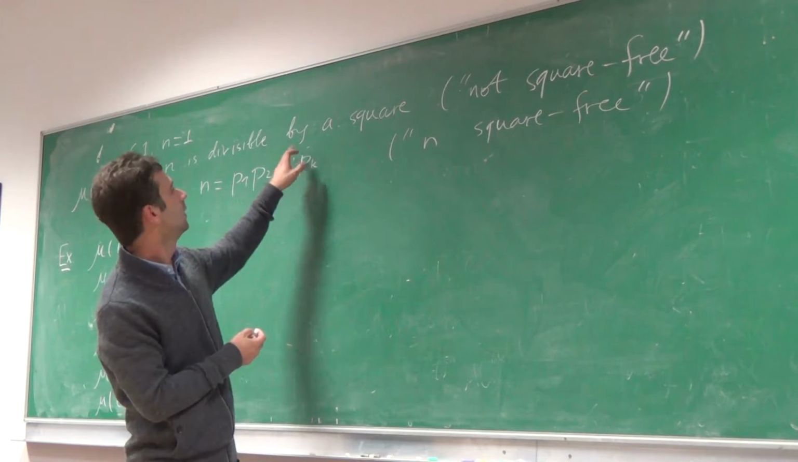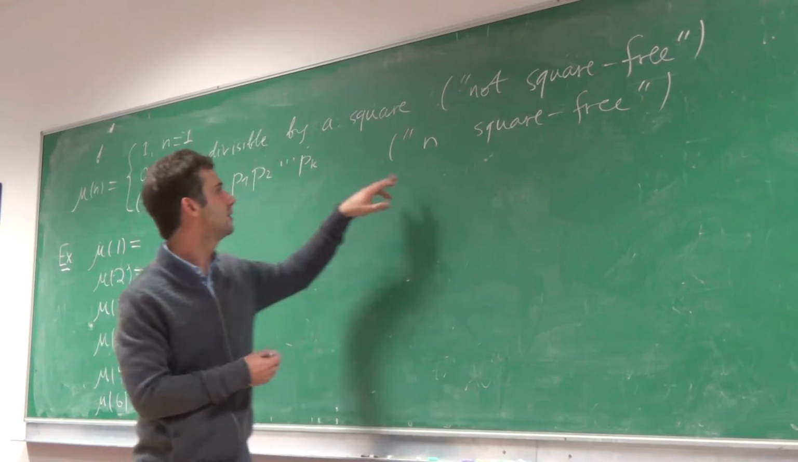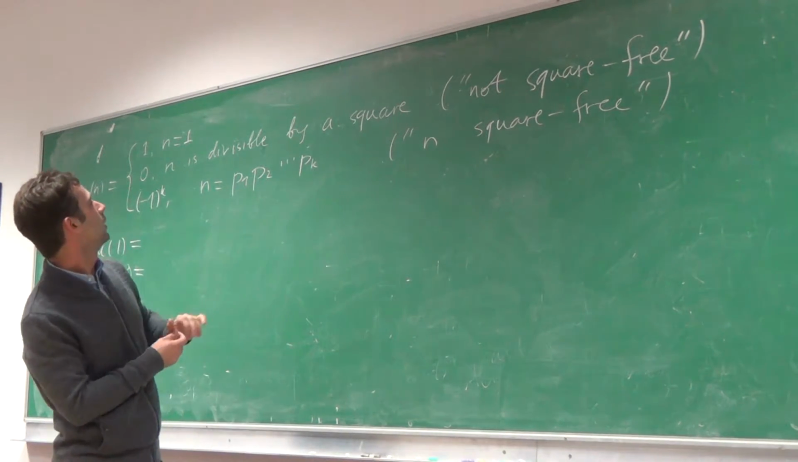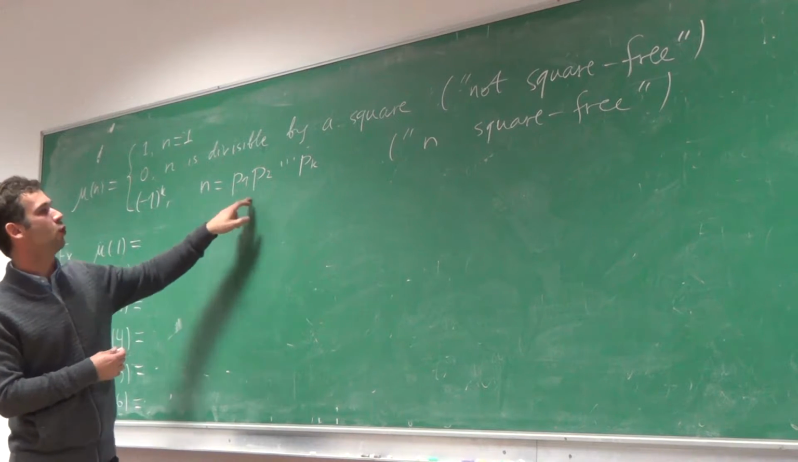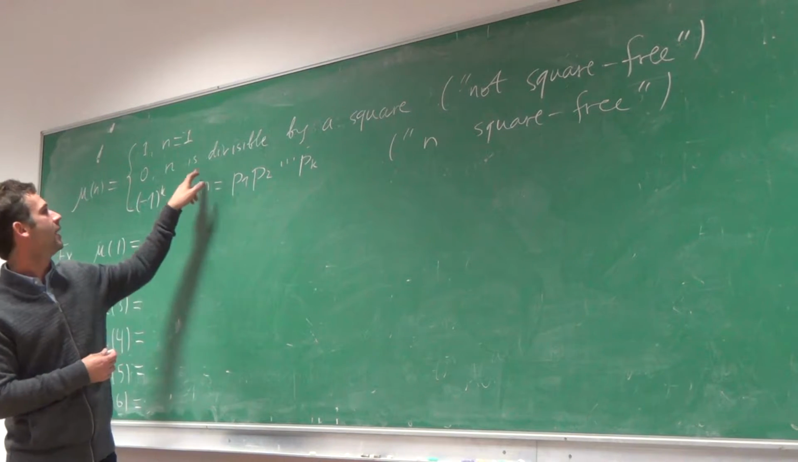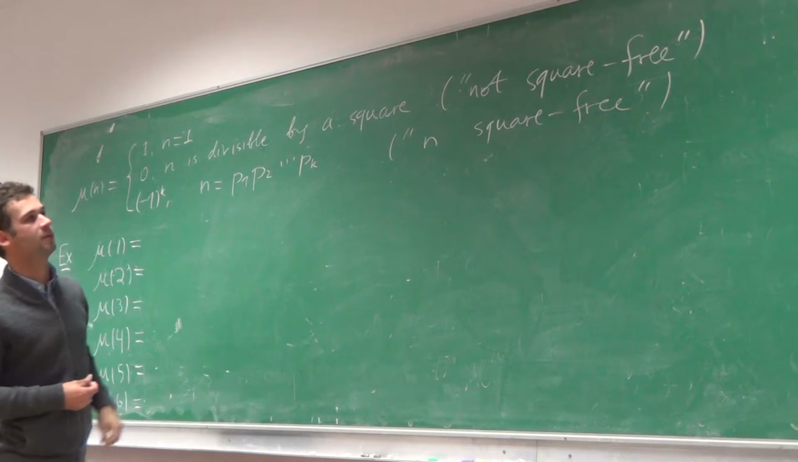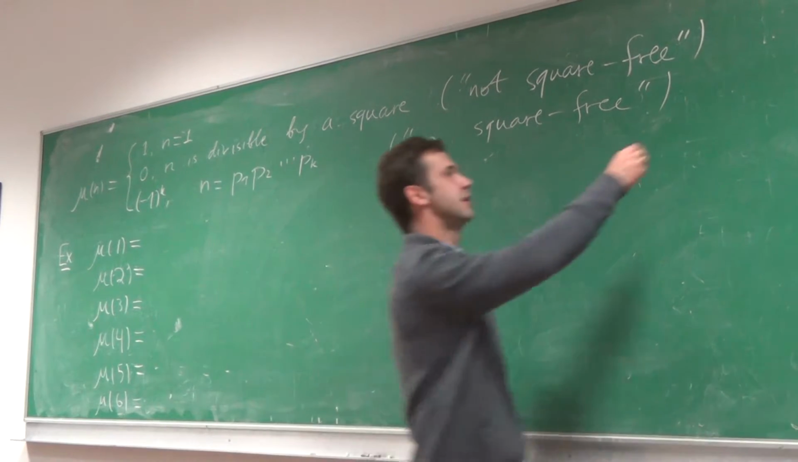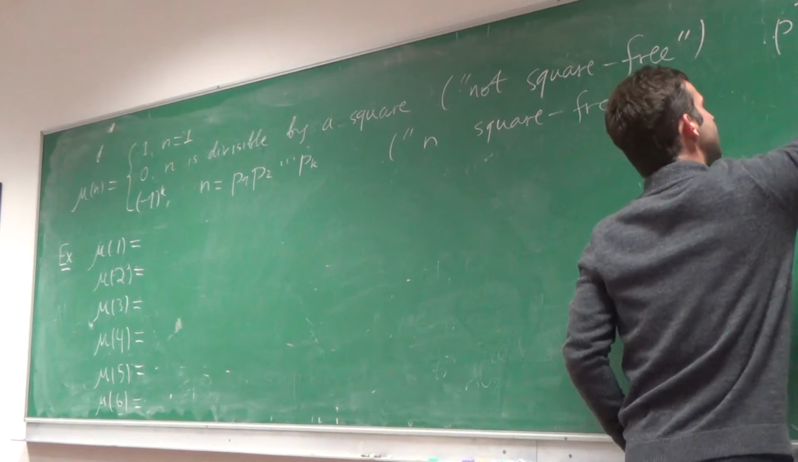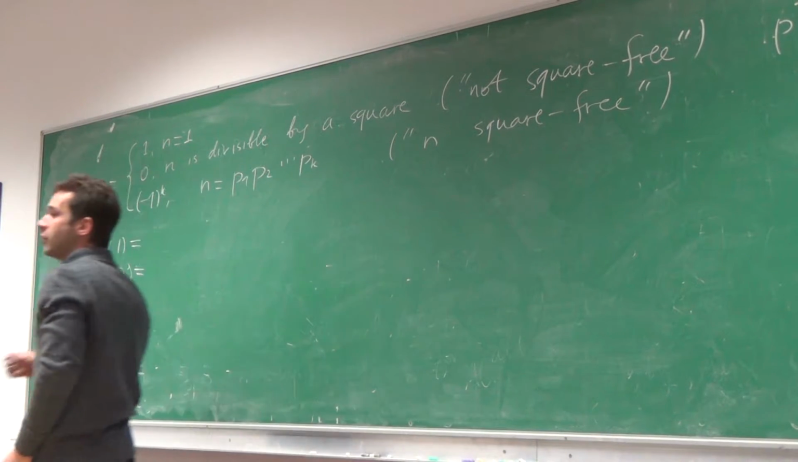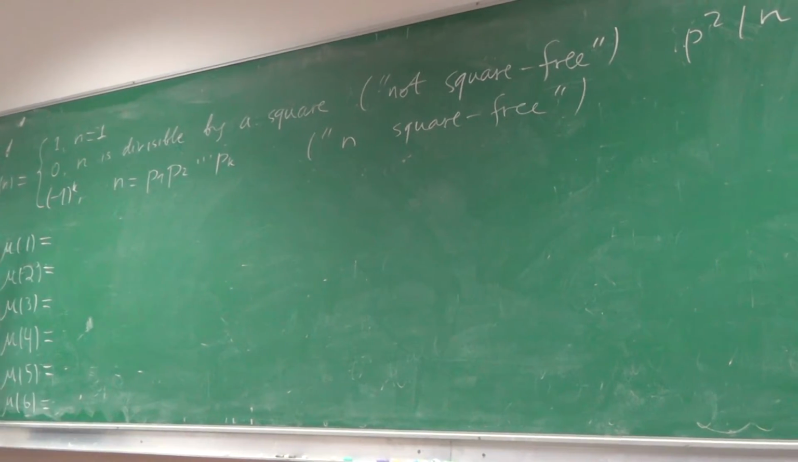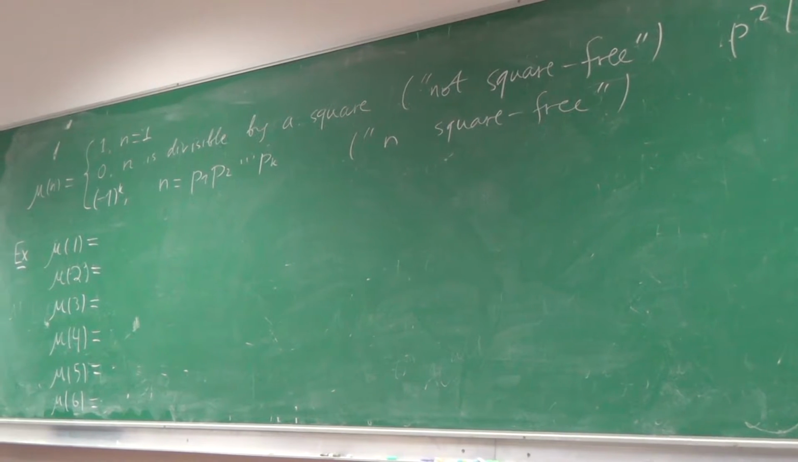So square free means that you are not divisible by a square. All your prime factors are different. And not square free means that you are divisible by a square. Last time I was writing it like this: p squared divides n. If this looks a little bit strange, how do we make sense of it? We just compute some examples.